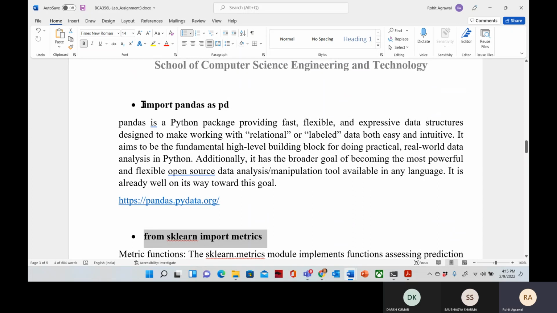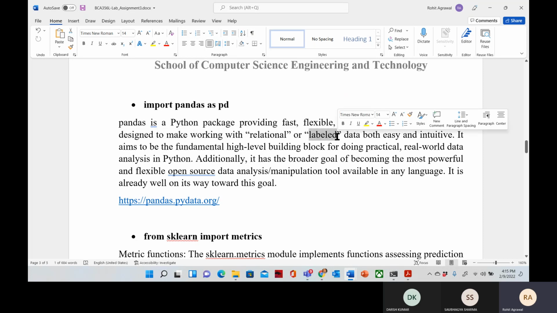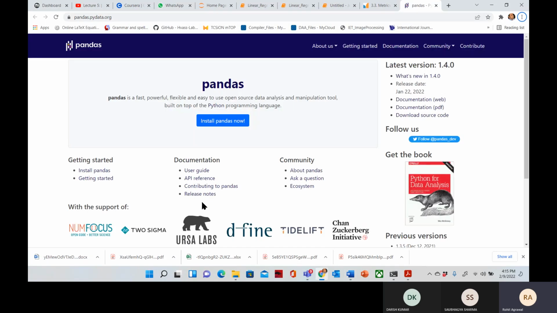We need to use Pandas sometimes for handling some database. Pandas is a Python package providing fast, flexible, and expressive data structures designed to make working with relational or labeled data easy. Labeled data, what does it mean? I think I discussed in the class. Labeled means the y values. So whenever we deal with a database, we will use pandas.